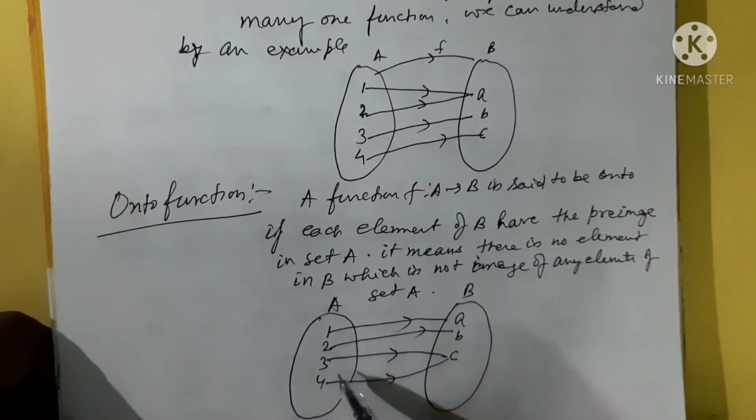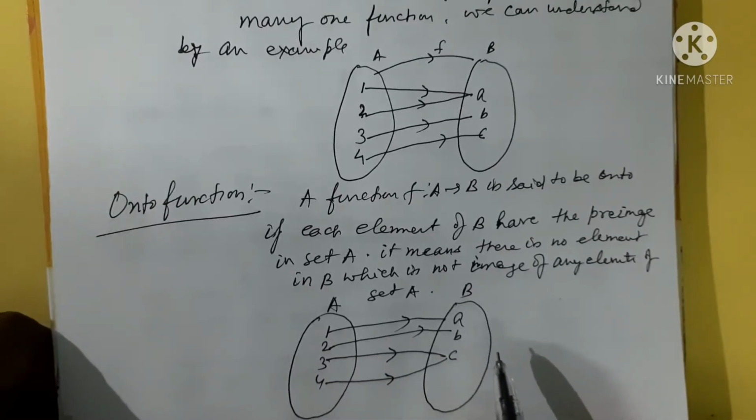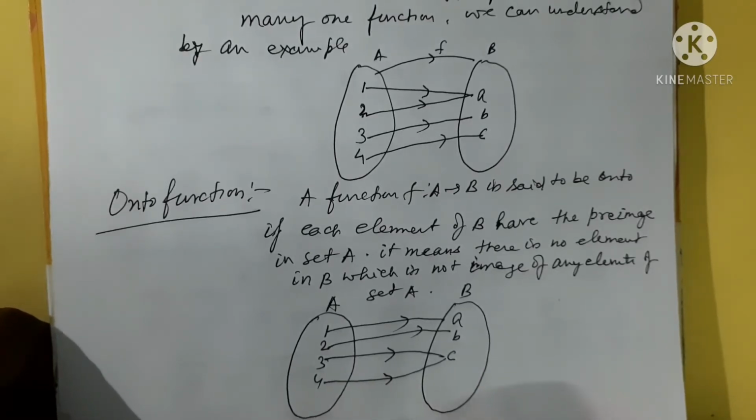We can say in other words that each element of set A has an image in set B and each element of set B has a pre-image in set A. The image of A must be found in B, and the pre-image of the elements of B must be found in set A. This type of function is known as the onto function.